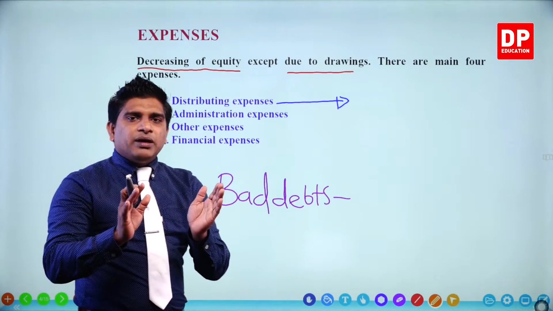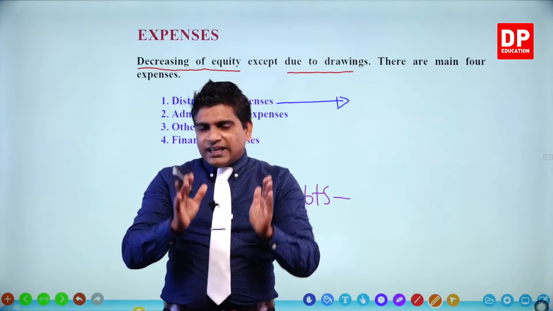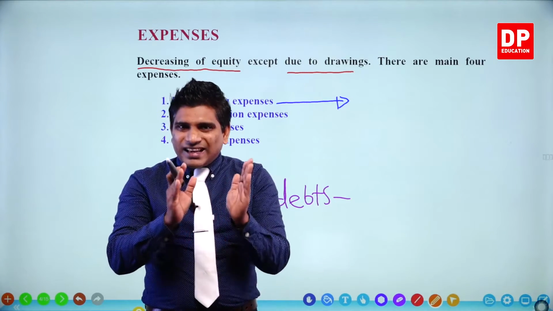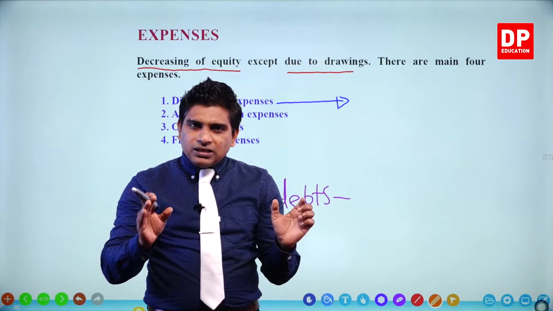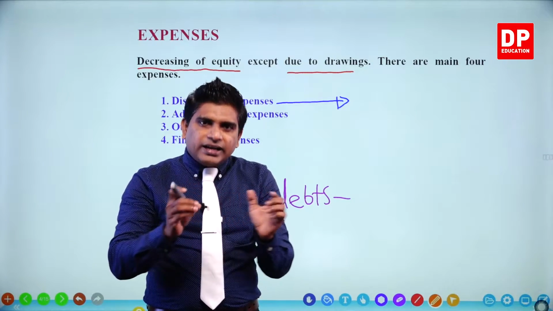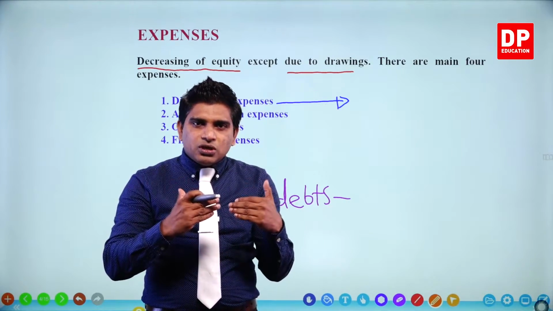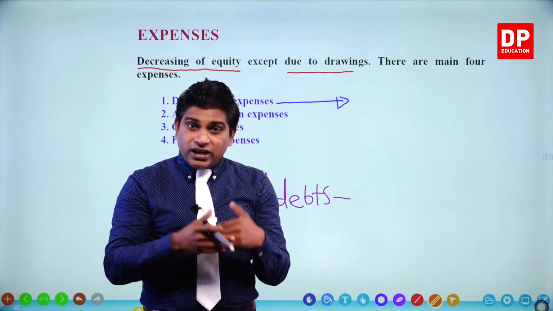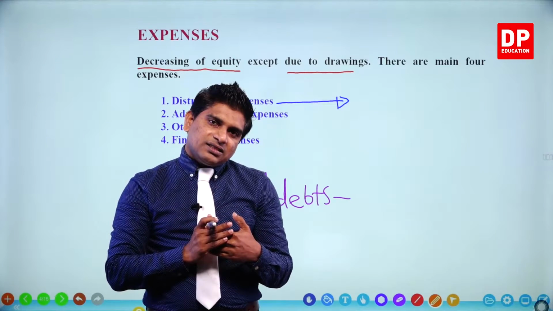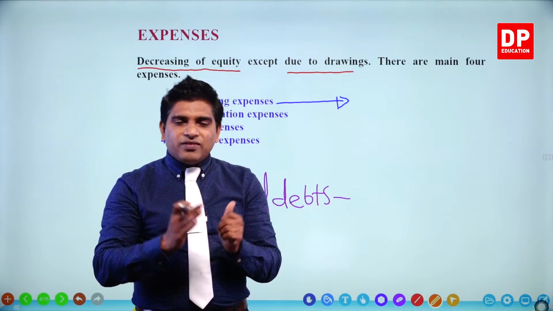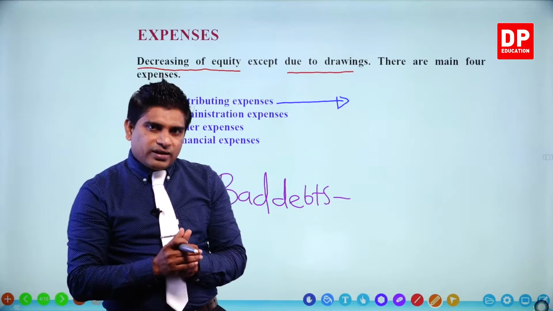Especially remember, the first expense category is the distributing expense category. There you can write only distribution related expenses which help to promote sales: advertising, bad debts, sellers' commission, like that. When we practice one, two, three questions, you can understand very well, right?